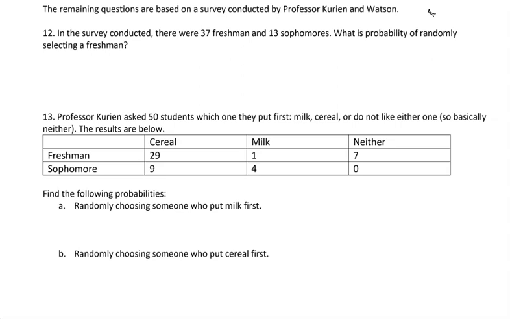Okay, so first off, 37 plus 13 means there was a total of 50 students in the survey. So if we want a freshman, that was the 37. So 37 out of 50. And that one doesn't reduce, so we get to leave it like that.